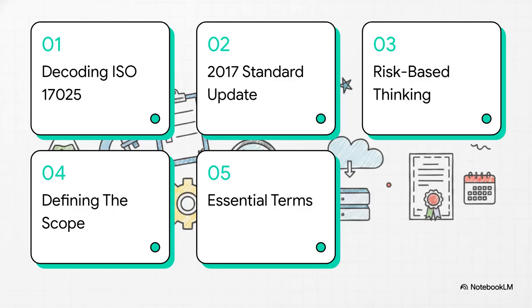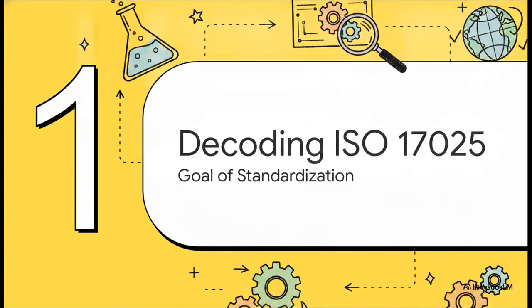Okay, so here is our roadmap for this explainer. First, we're decoding ISO 17025. Then, we'll look at the 2017 standard update, followed by embracing risk-based thinking. After that, we'll define the scope and finally cover some essential laboratory terms. Let's jump right into part 1, decoding ISO 17025 and the goal of standardization.